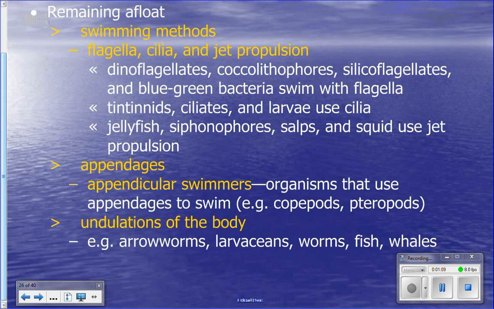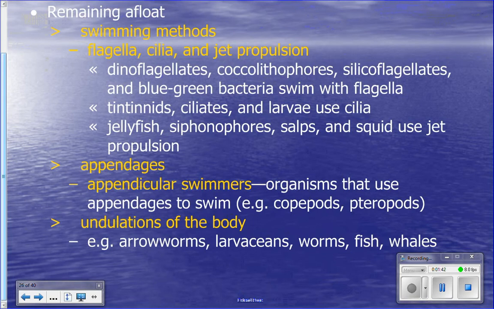So things that will use the flagella and cilia: dinoflagellates will use flagella. You looked at dinoflagellates under the microscope. And then you also have ciliates and some types of larvae will use cilia to move. For jet propulsion, you'll get things like jellyfish. Also things like squid will use jet propulsion. And then like the siphonophores and the salps that we talked about. They'll all use jet propulsion.